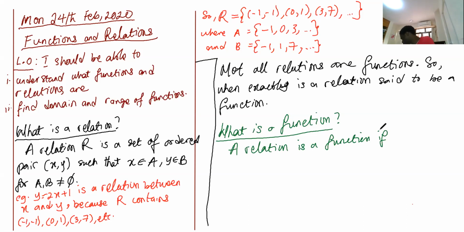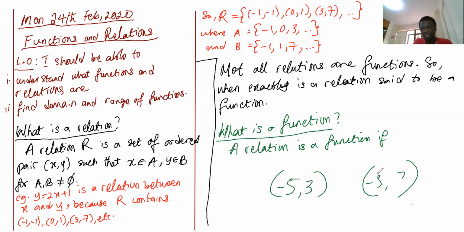In your textbook it says if no two ordered pairs have the same x coordinates. So I said no two y coordinates have the same x coordinate. For example, this is (-5, 3), and this is also (-5, 2). Then you don't have a function here, because when x is -5, you get 3, and when x is -5, you get 2 again. Then this is not a function.